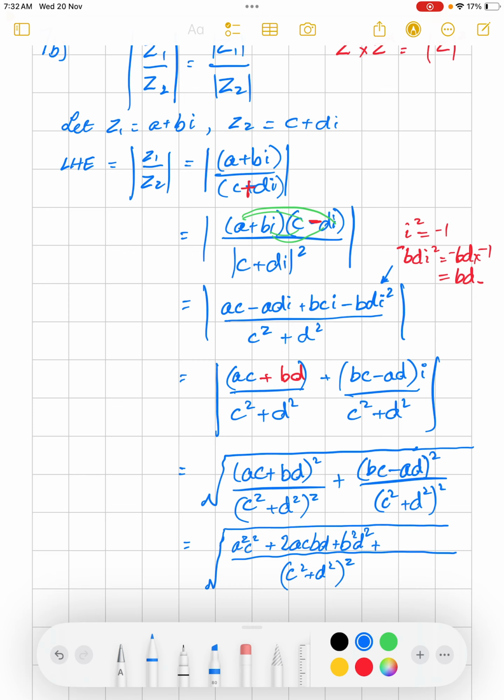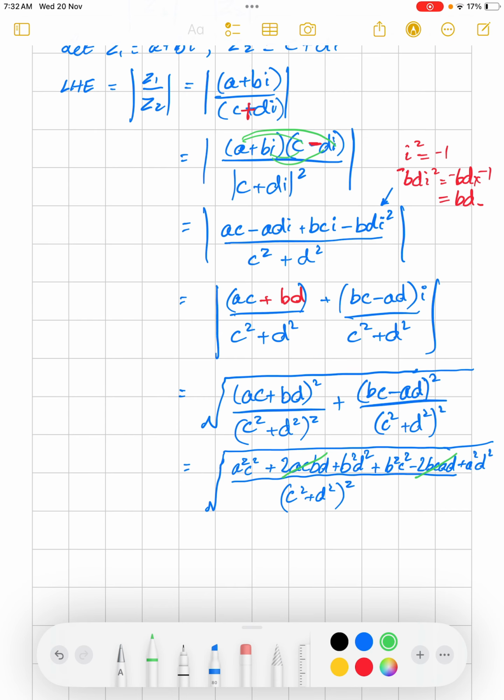The second is B squared C squared minus 2BCAD plus A squared D squared. Well, that term cancels with that term. And then underneath, the square root of a fraction squared is simply just C squared plus D squared. So only the numerator will have a square root. So it's A squared C squared, B squared D squared, B squared C squared, A squared D squared, and that's all over C squared plus D squared. Right, that's the left-hand expression.